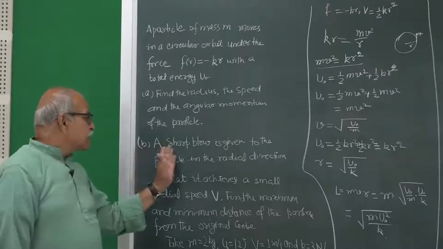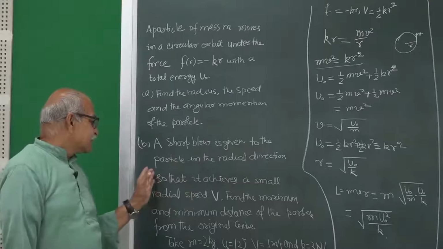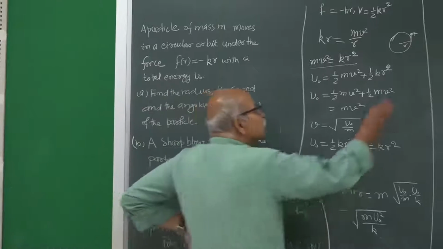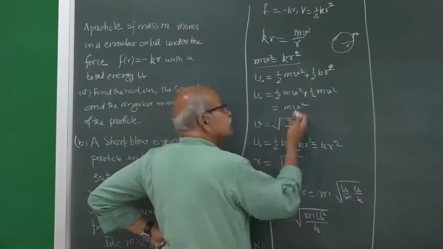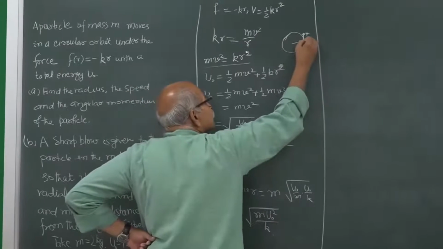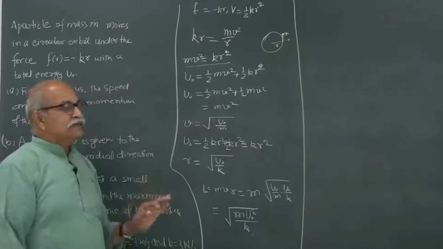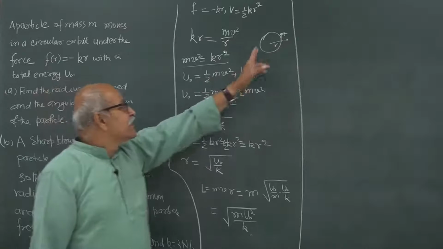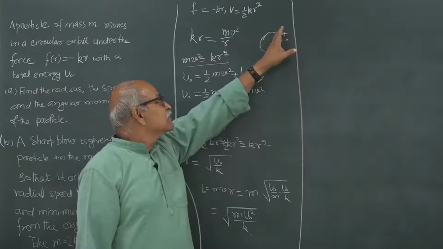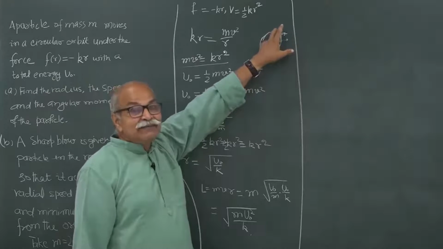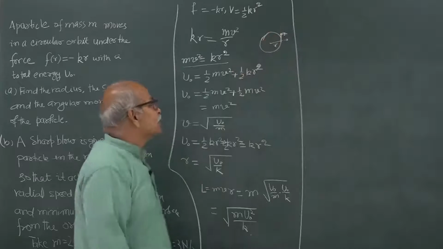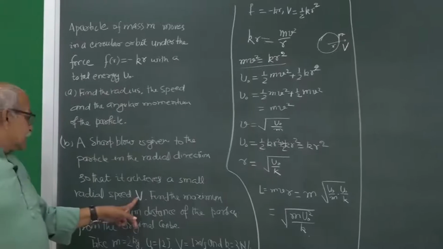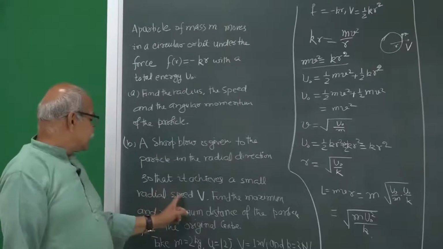Now, a sharp blow is given to the particle in the radial direction, so that it achieves a small radial speed V. So, the particle is going here with this speed v, which is written here, and then it is given a sharp blow in this direction, the radial direction. A force is applied for a short time in this direction. What will this force do? It will create a velocity in the radial direction, but this tangential velocity will still remain the same, right. And that velocity which is achieved here is capital V, that is given, so that it achieves a small radial speed V.